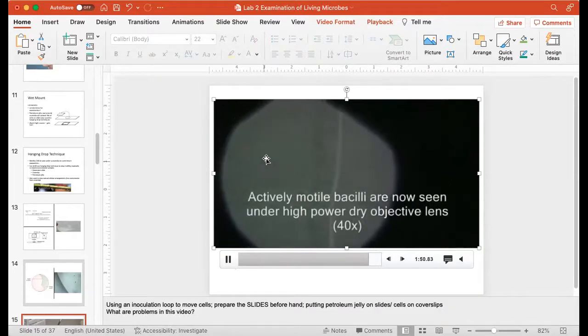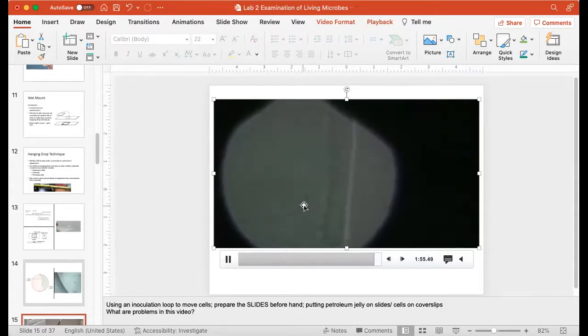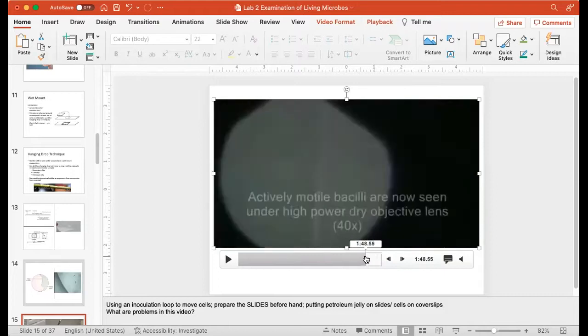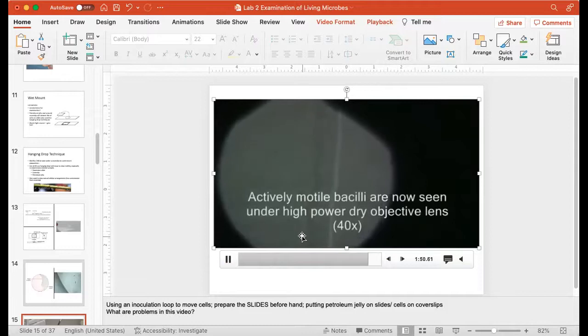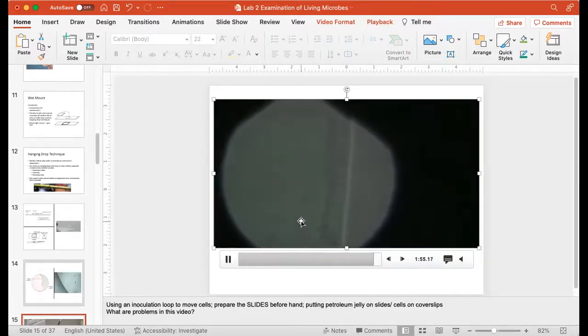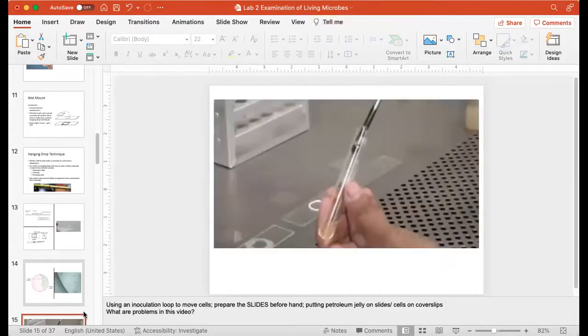There's some things swimming in here. And those things are right up against the edge. There's some right there swimming. There's one there. There's one there. We're under the 40x lens because that is the minimum lens we need in order to see bacteria. See them swimming? That is the hanging drop technique.